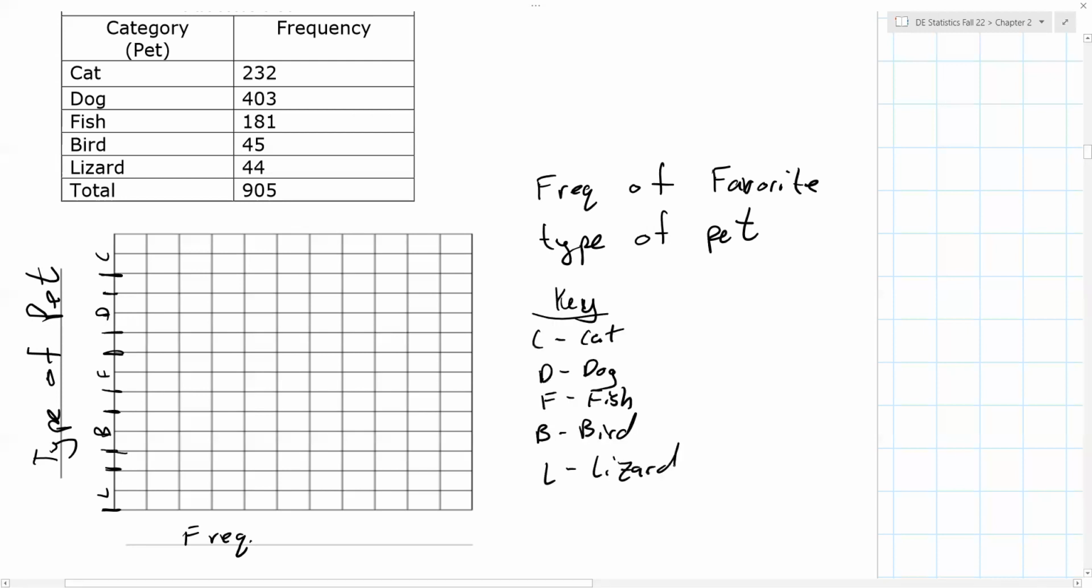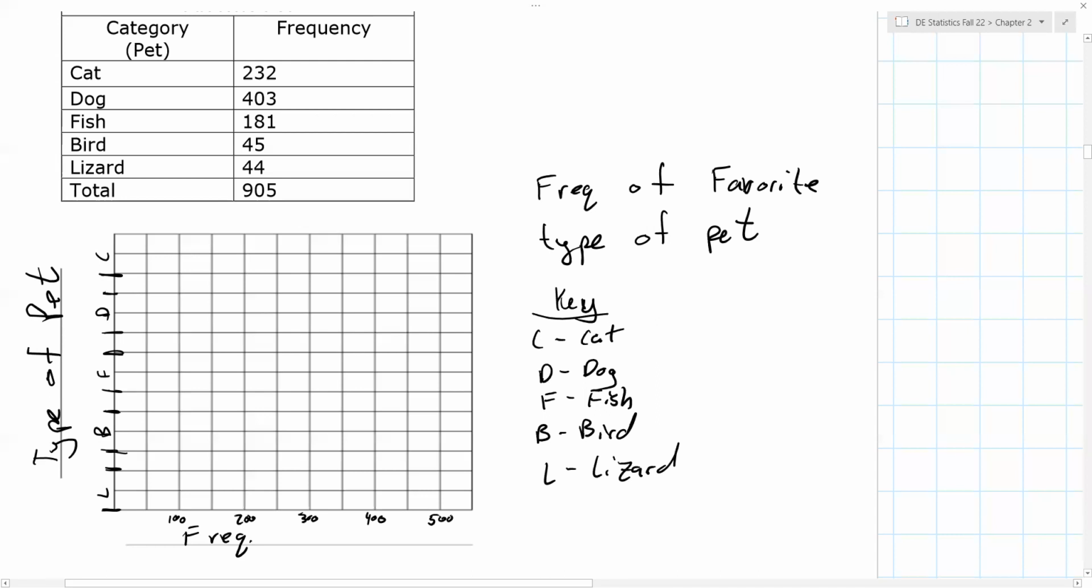All right, and then we need to look to see what our scale needs to be. So the biggest one is just over 400. So maybe we can go up by 50. So 50, then 100, 200, 300, 400, 500. And that looks like that worked out well.